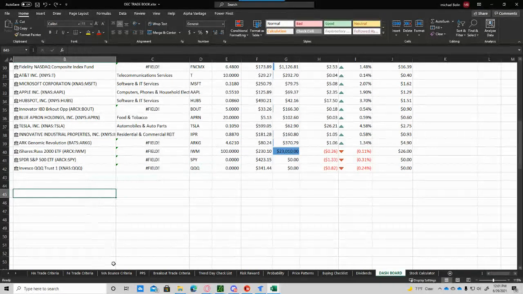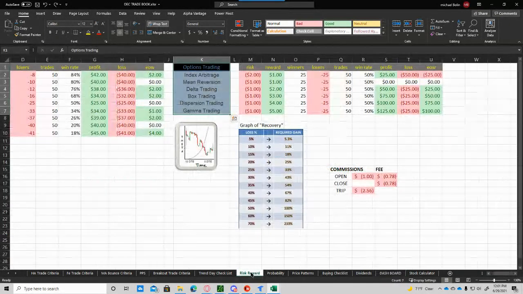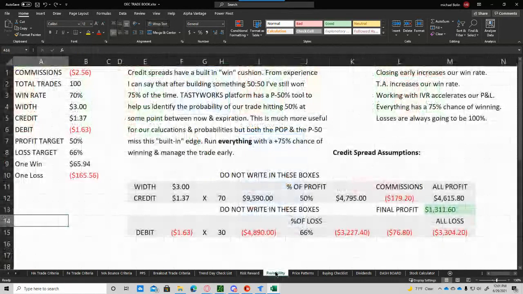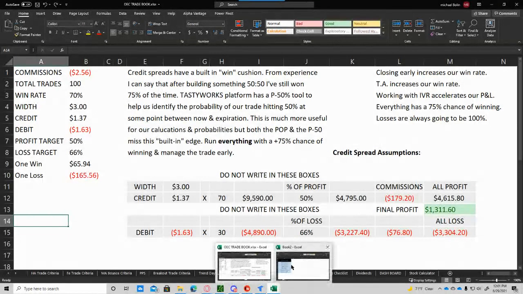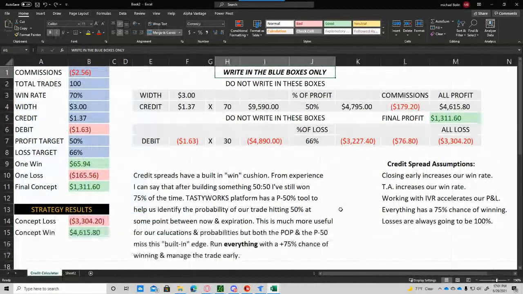Unfortunately, I don't know enough about Excel to do all that cool stuff. I mainly know how to calculate things that I'm interested in calculating, like this probability calculator, right? Kind of a credit calculator, asking the question, am I collecting enough credit for the trade that I'm about to put on, with the win rate that it has inherently built into that product?